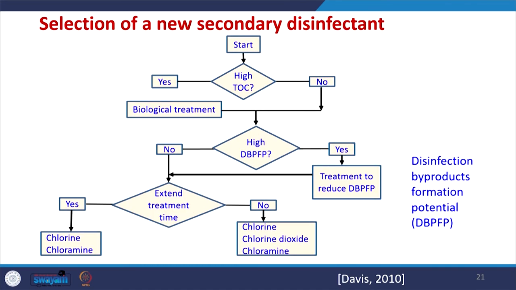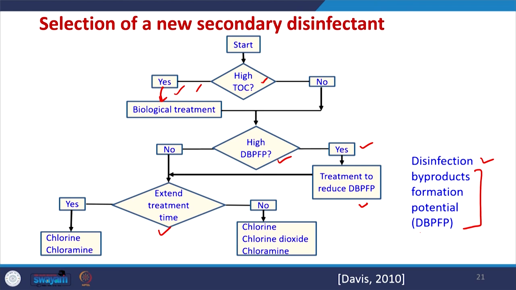may not be required. Similarly, for secondary disinfectant, if high TOC is there, that means we have to go back and remove that. If no, we have to see, maybe some biological treatment, or we have to cross check whether disinfectant byproducts are there or not. So we have to see that the disinfectant byproduct formation potential in water is there. If TOC is high, we have to go for biological treatment and then come back. And if no, we can directly go for checking the DBPFP, and if this potential is there, we have to reduce it. Otherwise, we can go directly to extend the treatment time.